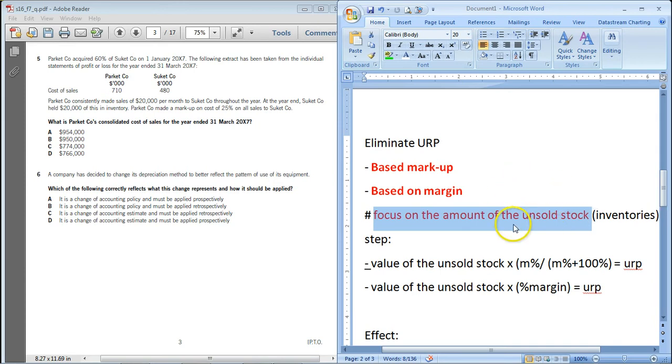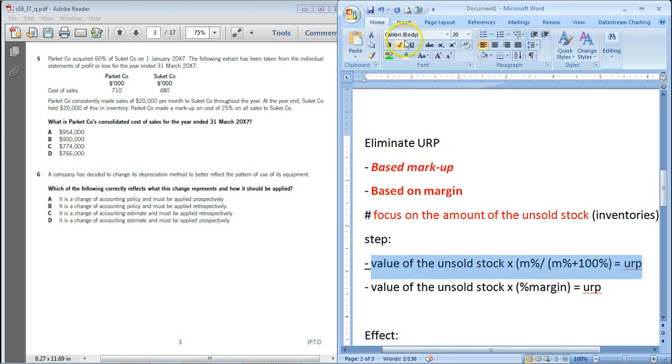All right? So what is the formula to find URP? You have two types of formula, and the question will tell you whether it is based on markup on cost or based on margin. If markup, you focus on the value of the unsold stocks, and you multiply it by the markup percent, divided by the markup percent plus 100%. For example, if the question says markup 25%, that means 25% divided by 125. So you get your URP.